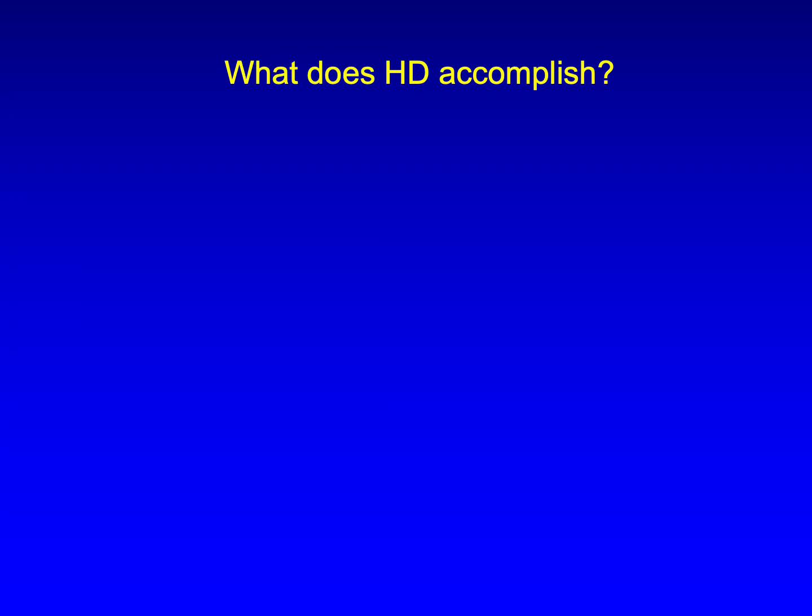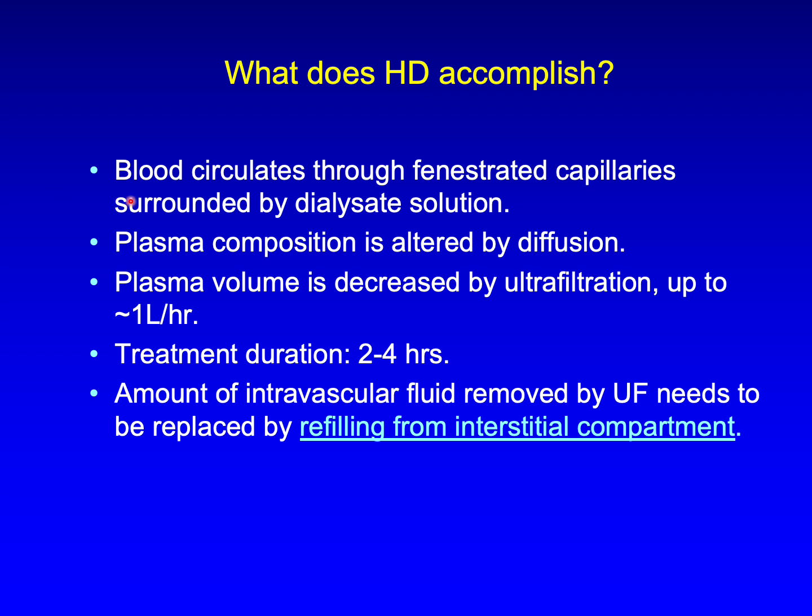And so what does hemodialysis accomplish? Well, as we've seen, blood circulates through fenestrated capillaries surrounded by dialysate solution. Plasma composition is altered by diffusion of solute through the capillaries and into the dialysate solution, which is then discarded. And plasma volume can be decreased by ultrafiltration in amounts as high as 1 liter per hour or maybe even more. And thus, by a combination of diffusion and ultrafiltration, a patient's blood can be cleaned and their extracellular fluid volume can be reduced as needed.